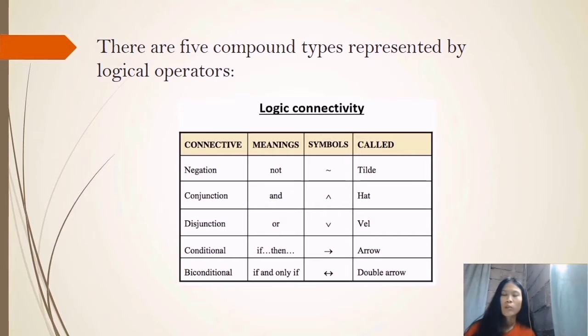There are types of compound statements. One is negation, the opposite value of P. 2 is conjunction, true only when P and Q are true. 3 is disjunction, false only when P and Q are false. 4 is conditional statement, false only when P is true and Q is false. And 5 is biconditional, true only when P and Q are both true or both false. And that's all.